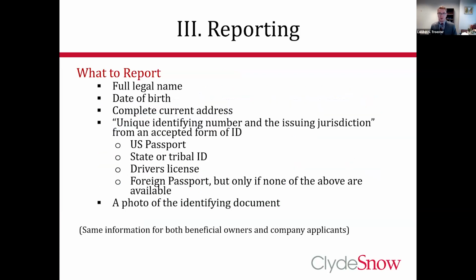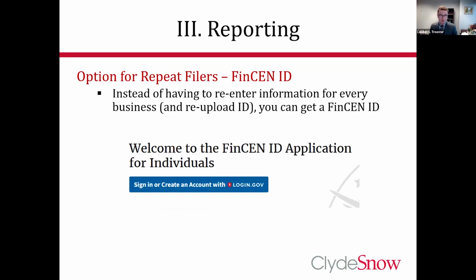So what are you supposed to tell the government about yourself? You need some pretty basic information, and then two things that I think are a pretty big hassle. Names, date of births, address, fine. You also need to provide the details of a valid government-issued ID of one of these four categories. Provide the ID number, provide the state that issues it, and also a photo of it. This is the same for beneficial owners and company applicants. So it requires you to have a driver's license image or a passport image on your computer or system ready to upload. Your repeat filer solution is to get a FinCEN ID.